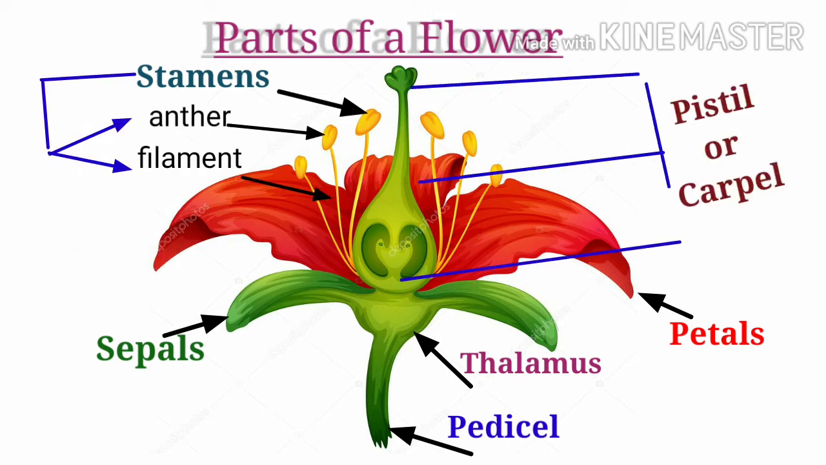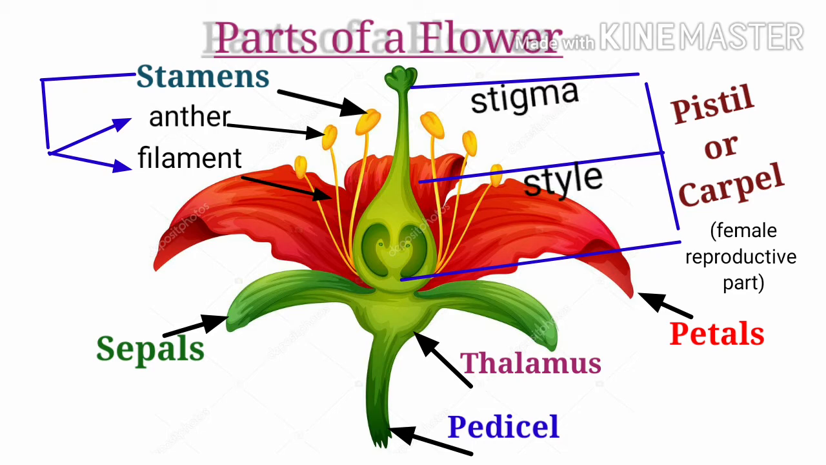A flask-shaped structure present in the center of the flower is called pistil or carpel. It is the female reproductive part of flower consisting of three parts: style, stigma and ovary.